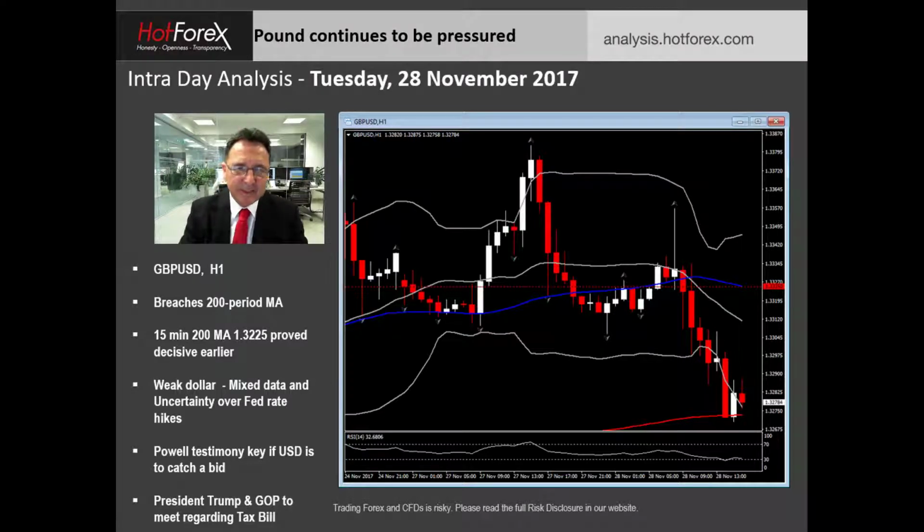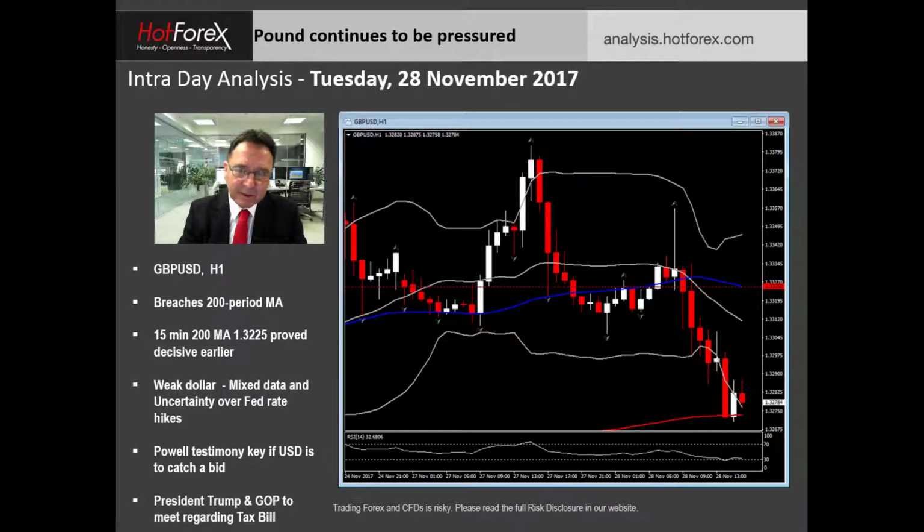Dollar, a decent data. The housing Schiller data was okay. There's lots of speaking today. The key one is obviously Powell, his testimony to the Senate committee. His statement was very in line with what you would expect from a central banker, but the question and answer session is probably going to be the thing that might or might not give the dollar bid today.